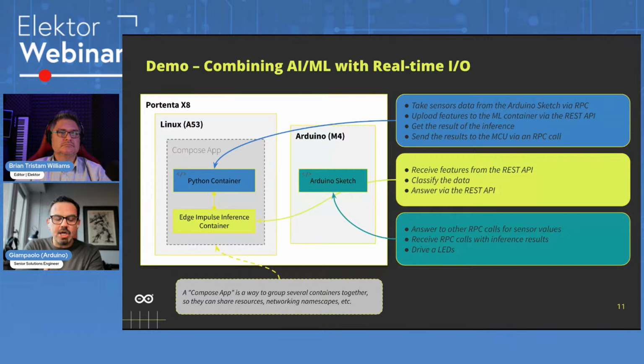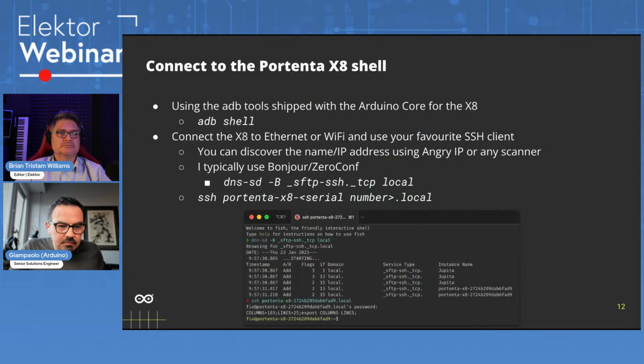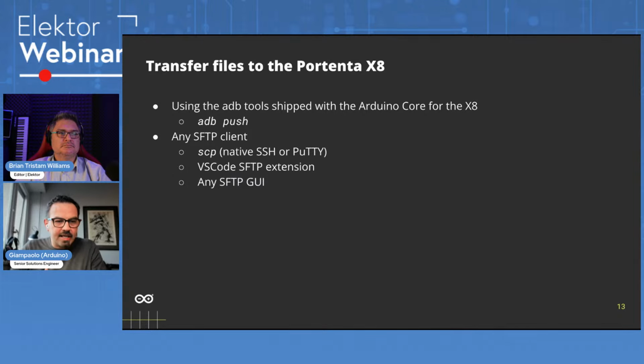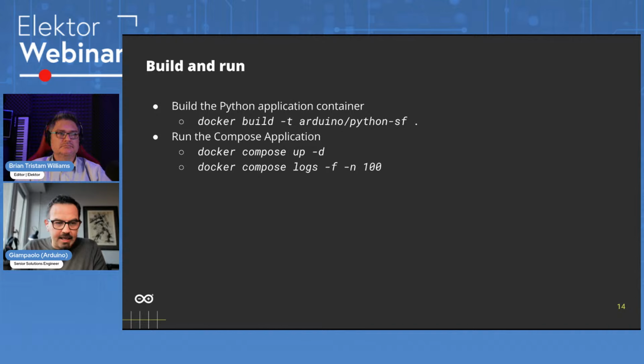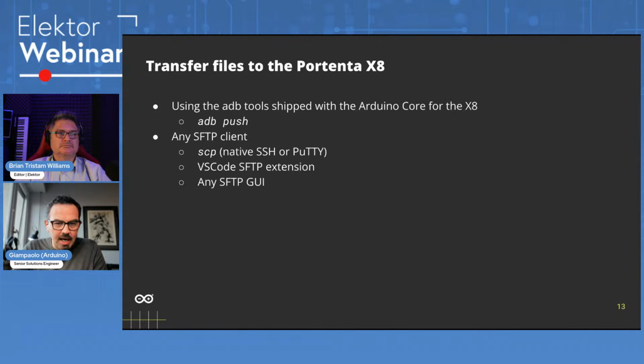Okay, the communication from the Python container to the Edge Impulse container is done using HTTP and a well-documented REST API. You can find all the information in the corresponding part of the documentation website from Edge Impulse. Okay, this stuff is user information for connecting to the Portenta X8, to transfer files and to build and run the application. I will show you in a few moments. And let's go back to the code.